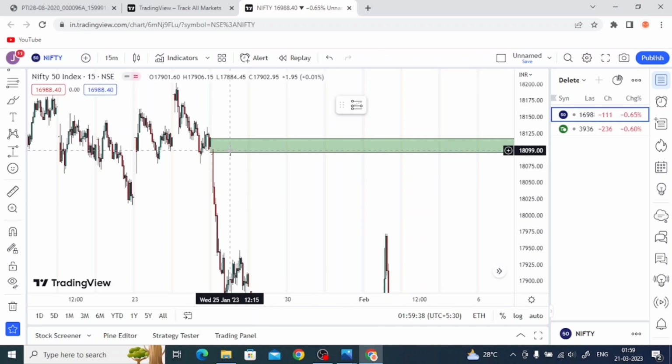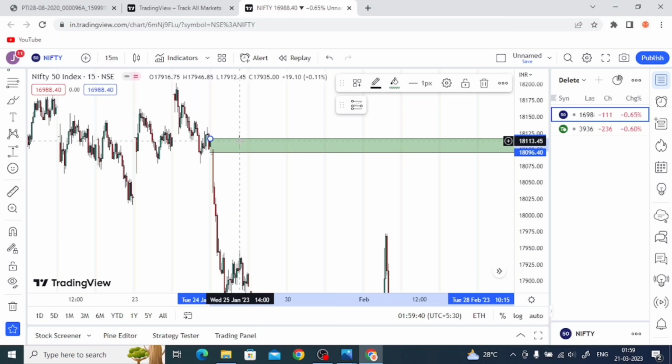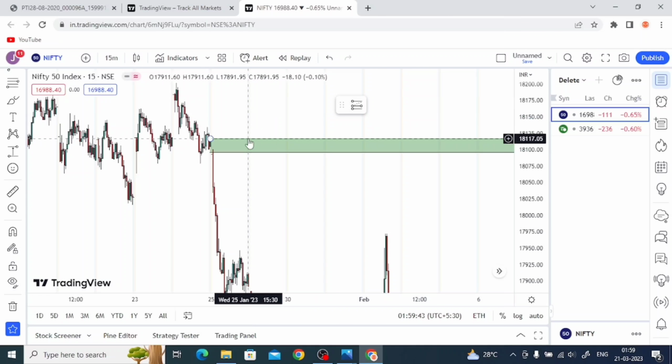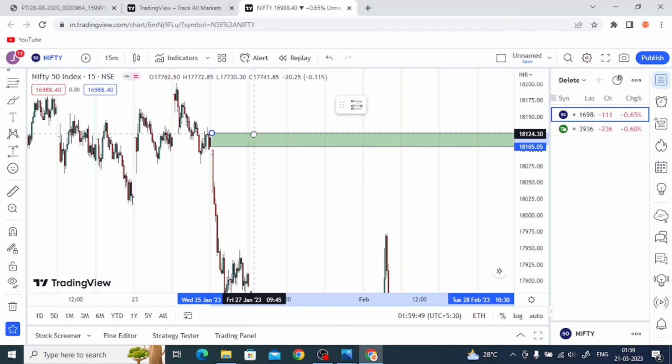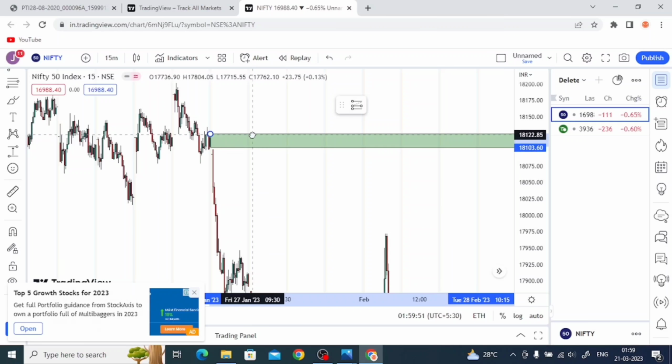I want to adjust this marking, just long press and adjust the mouse.